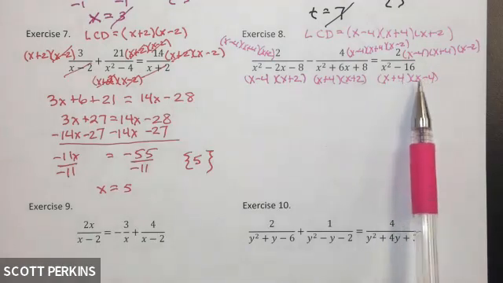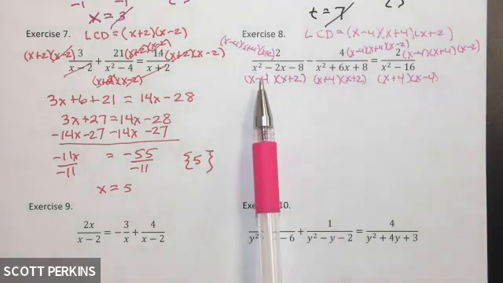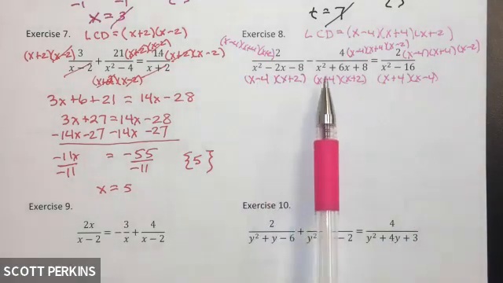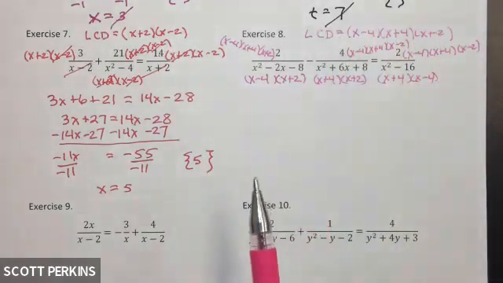So when I go to declare the LCD, you need one of every factor you see. And if there's a power, it's the highest power. And so one of every factor I see is I see an x minus 4, I see an x plus 4, I see an x plus 2. So you need 3 factors in your common denominator.